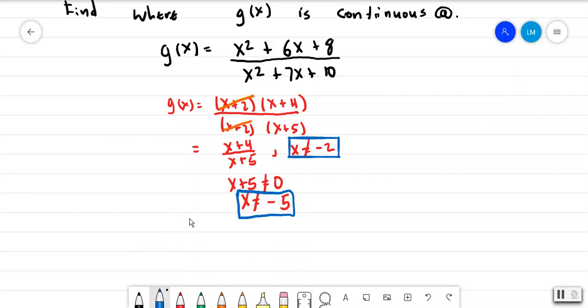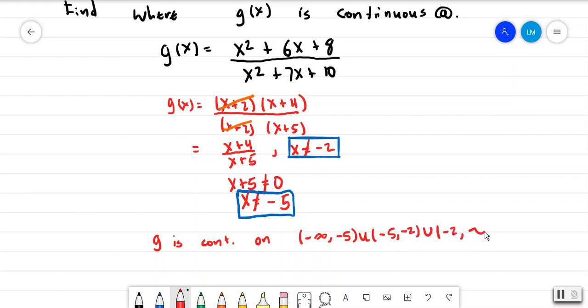All in all, that tells us that g is continuous on negative infinity to negative 5, union negative 5 to negative 2, union negative 2 to infinity. And that would be where you have the intervals of continuity.